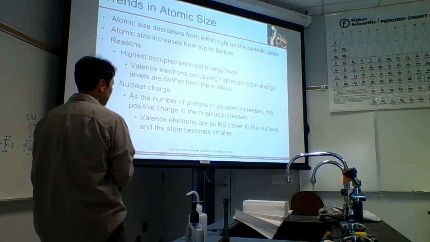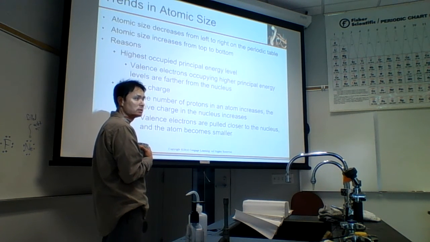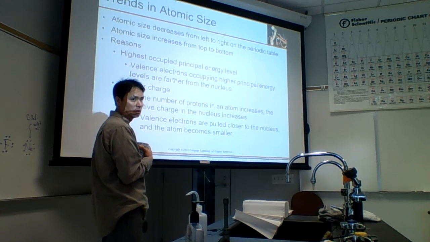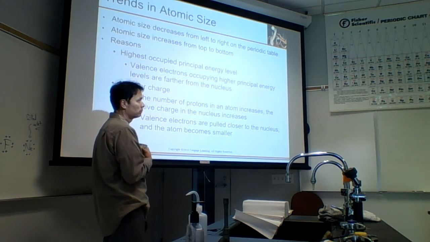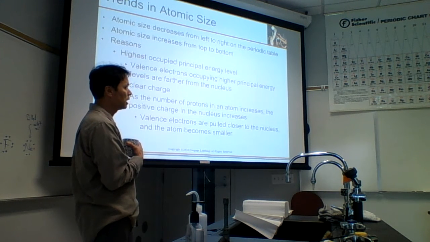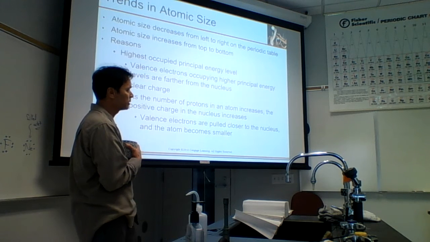So why does the size shrink going across? I talked about hydrogen and helium. It's because the more protons you have in the nucleus, the stronger the pull on the electrons. So helium has more protons than hydrogen. But why does the size increase as we go down? Because as we go down, the number of protons increases dramatically in the periodic table.